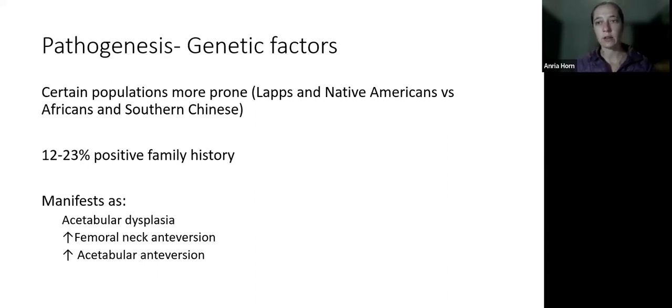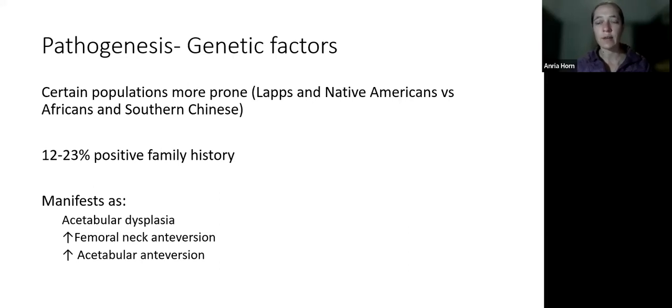Genetics play a large role in the development of DDH, and we know that certain populations are more prone. This is not purely due to postnatal management of the child, for instance swaddling, but is actually a genetic predisposition. There you see that Africans and Southern Chinese are less commonly affected than, for instance, the Lapps and the Native Americans.